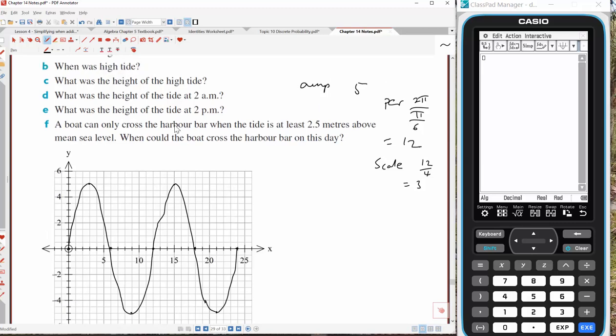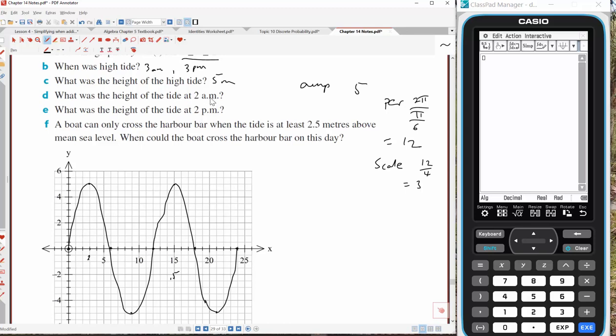Now, when was high tide? From the graph, you can quickly see that it's going to occur at 3 and 15. We're going to say 3 a.m., because that's 3 hours after midnight. And this one is 15 hours after midnight, so that is going to be 3 p.m. What was the height of the high tide? 5 meters.